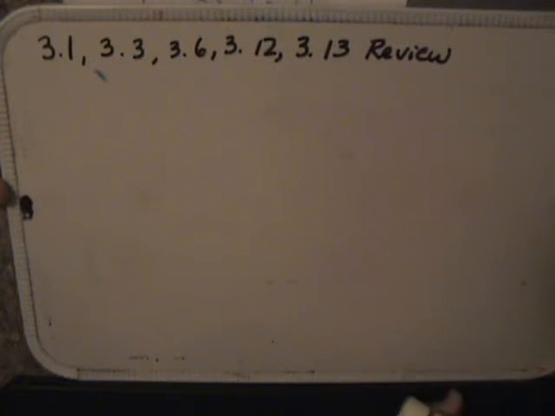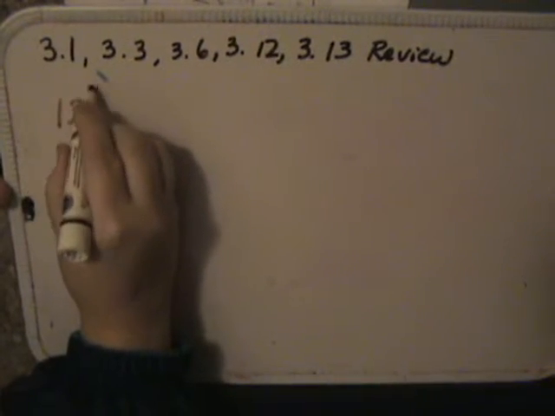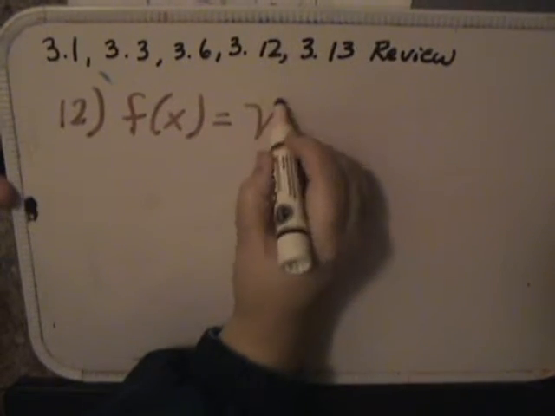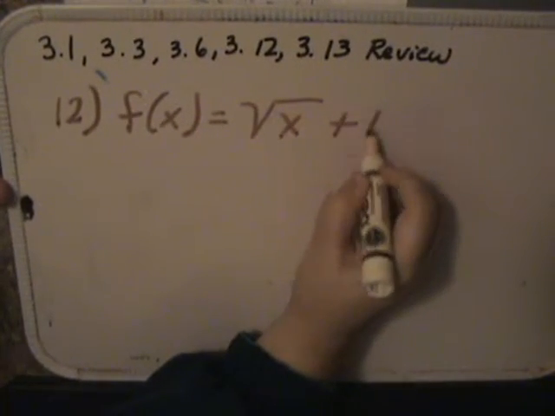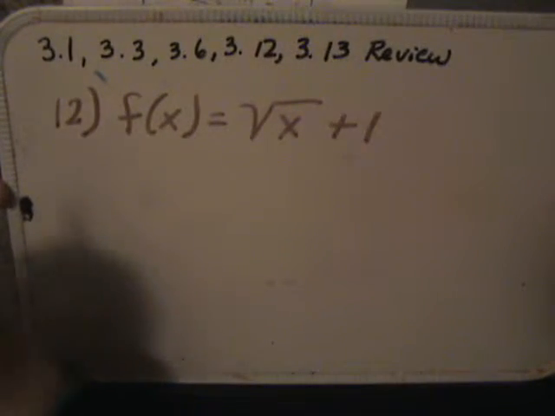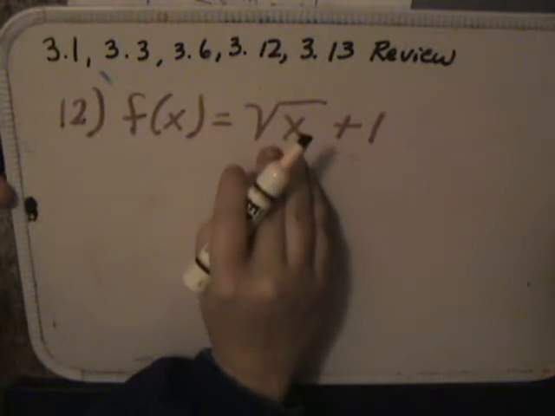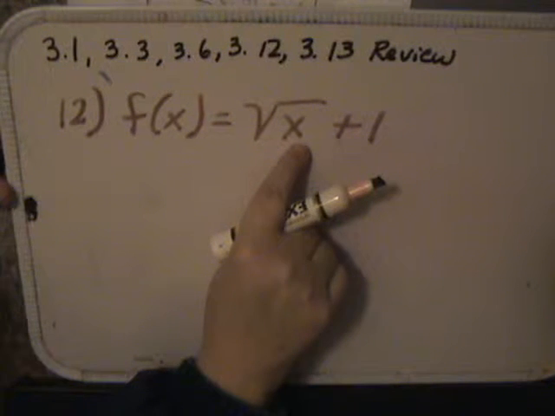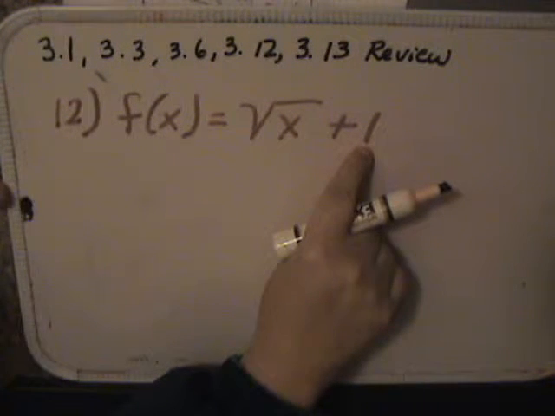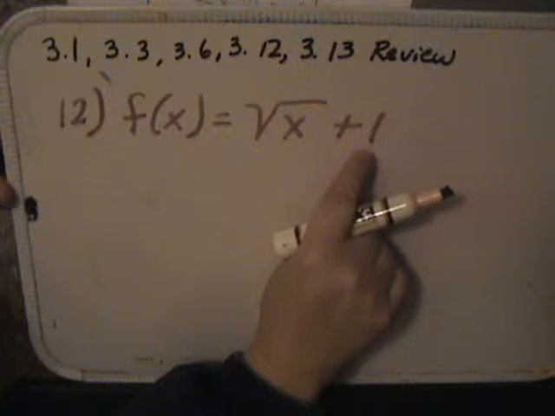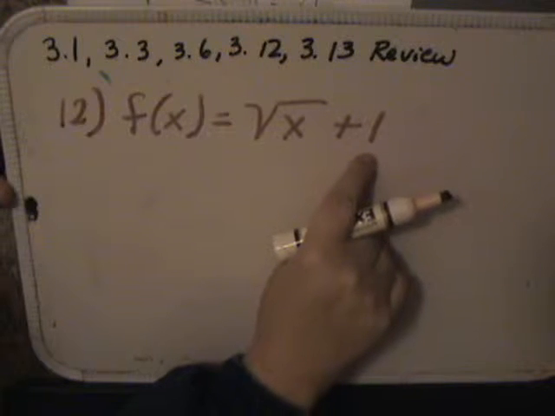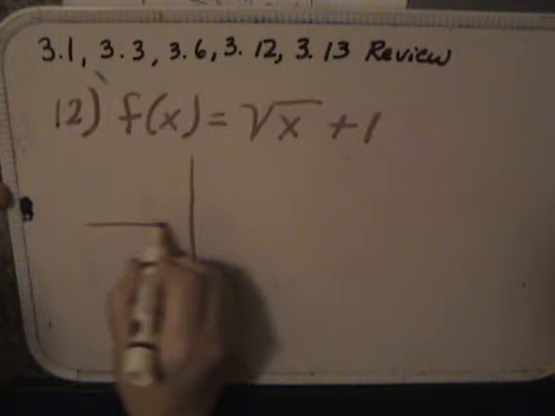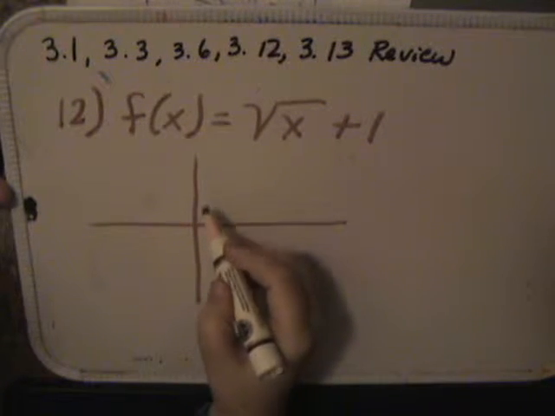It says graph each function, and you have f of x equals the square root of x plus 1. Now, in this case, again, we've got our function here. This is our standard part of the function. The 1 is outside, so that's my k, and it makes it move up and down. That's my y.